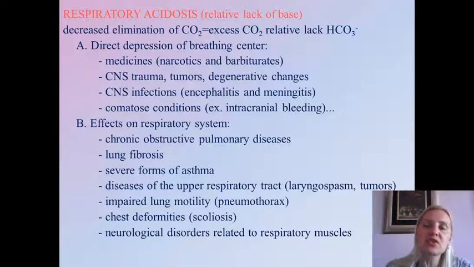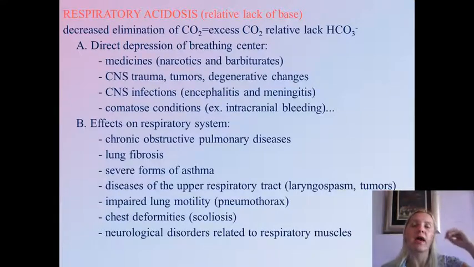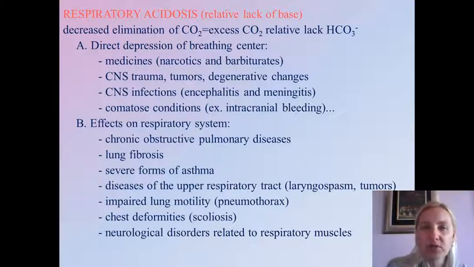This can be due to the direct depression of the breathing center that we have mentioned at the beginning. And this can be a result of, for example, application of certain types of medicines which act inhibitory to the central nervous system, like narcotics and barbiturates, opioids, and similar. Then you can have CNS trauma, tumors, degenerative changes, some infections of the central nervous system like encephalitis and meningitis, and some comatose conditions like intracranial bleeding. All of those are affecting breathing centers in our brain and spinal cord.